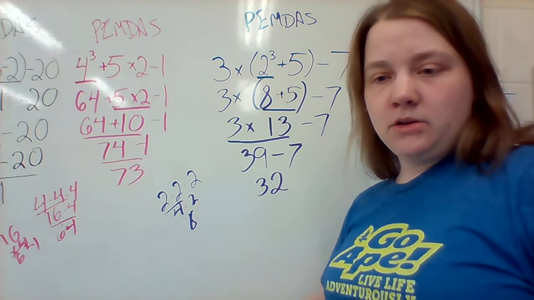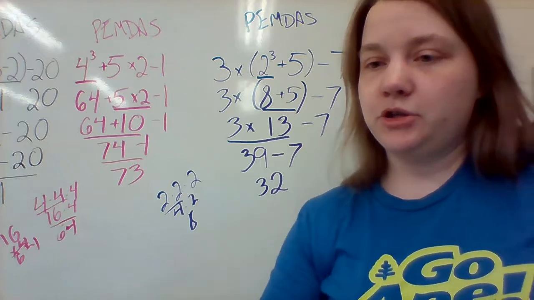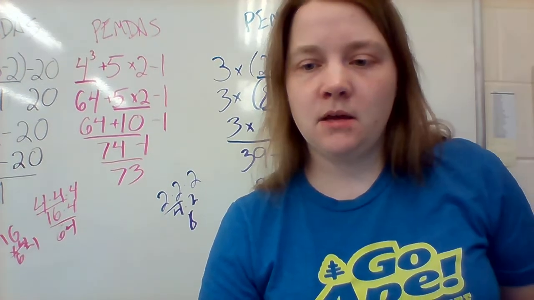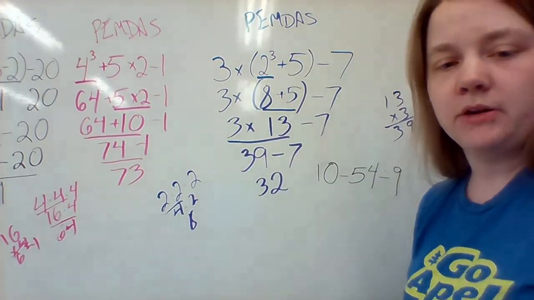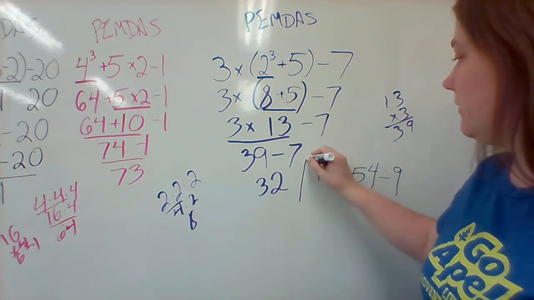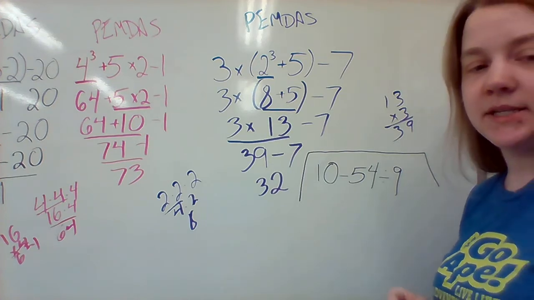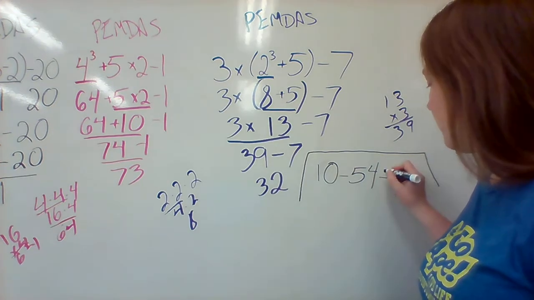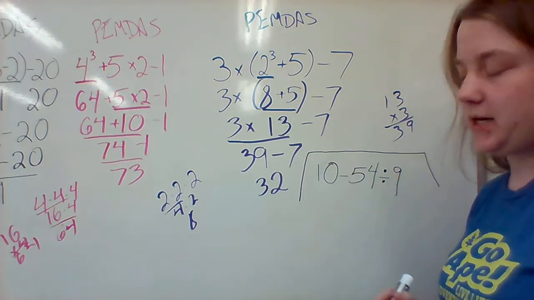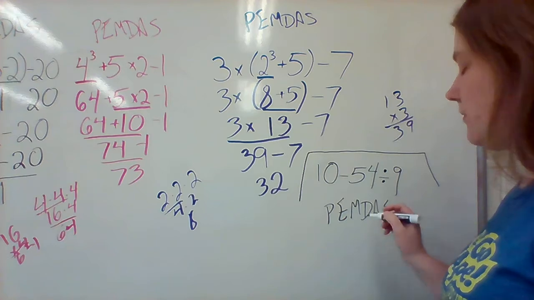And there you have the order of operations shown. And what I'd like you to do on your homework tonight is solve this problem right here. 10 minus 54 divided by 9. Remember to follow PEMDAS.